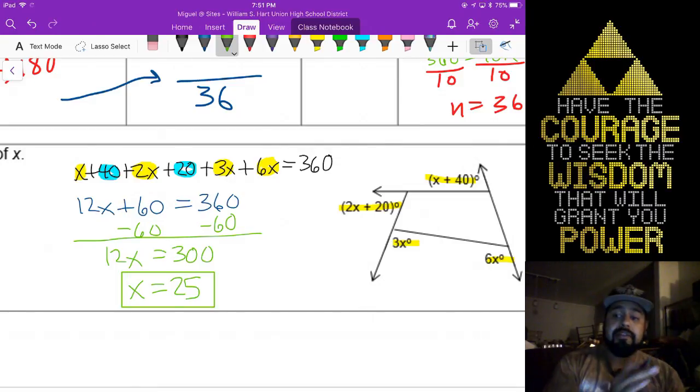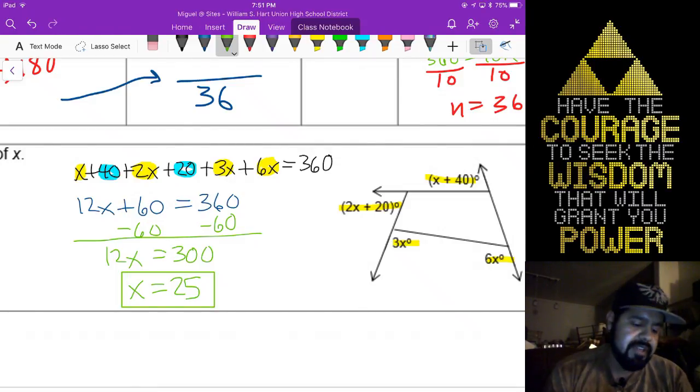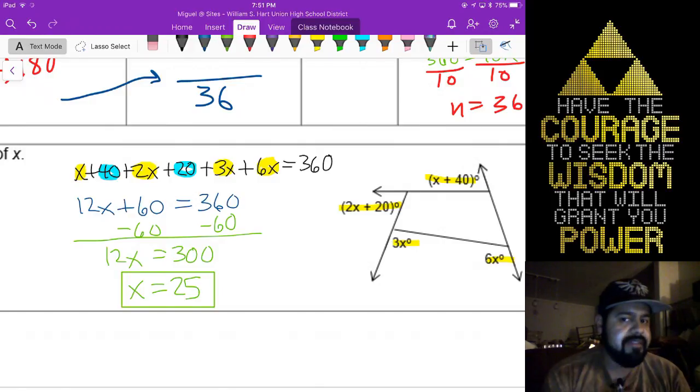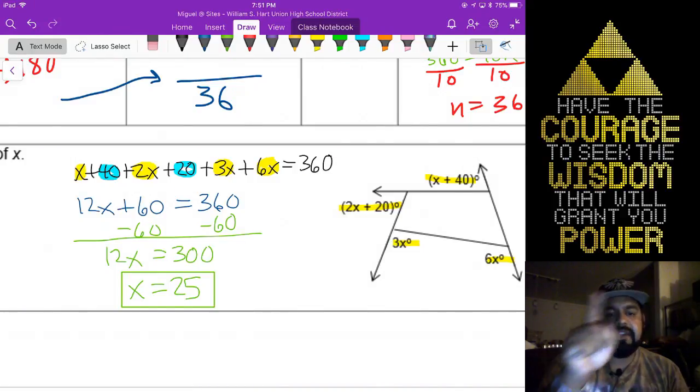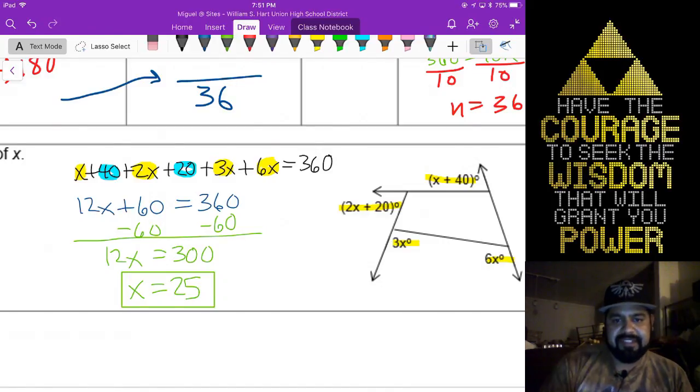So hopefully that helped you out, Mr. Kosher. Again, if I gave you a 3-sided figure, if I gave you a 10-sided figure, I wouldn't be that mean. Or would I? Whatever number of sides I give you, it's always going to be adding up all the outside angles and setting them equal to 360. All right, Kosher?